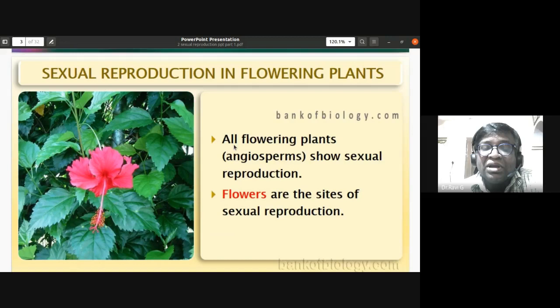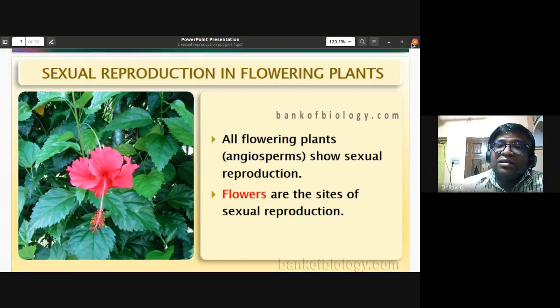Where is the sexual reproduction going to take place? It is going to take place within the flower. You know that in the first year you have studied that a flower has four whorls. The outermost whorl is the calyx, a collection of sepals. The second whorl is the corolla, a collection of petals. The third whorl is the androecium, a collection of stamens, and you know that a stamen is made up of filament and anther. And the gynoecium is a collection of carpels.